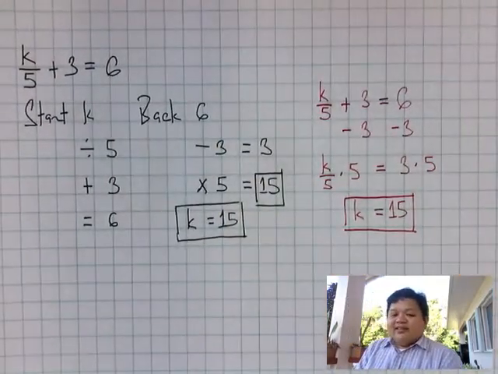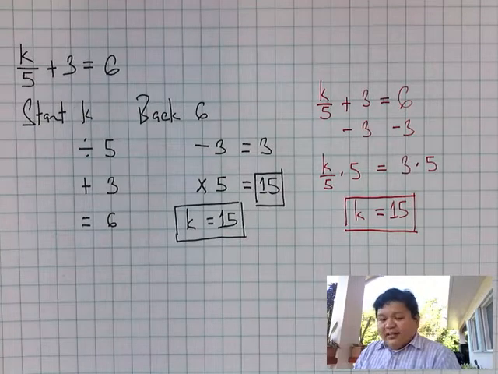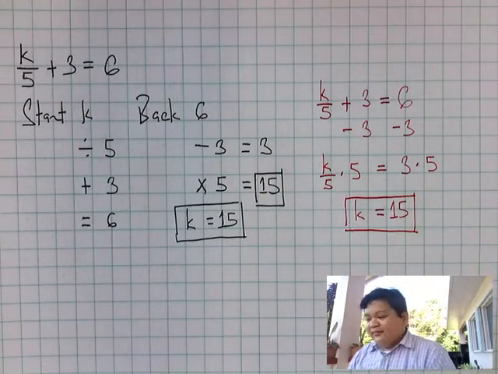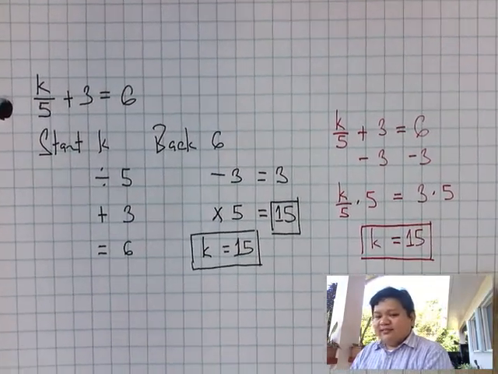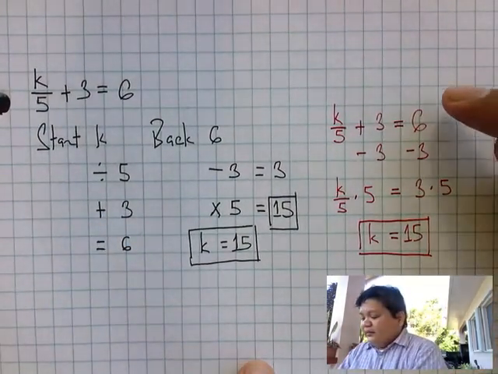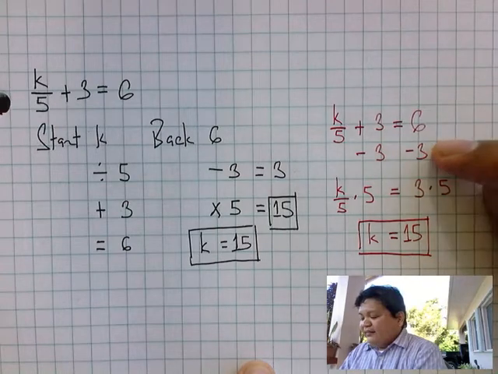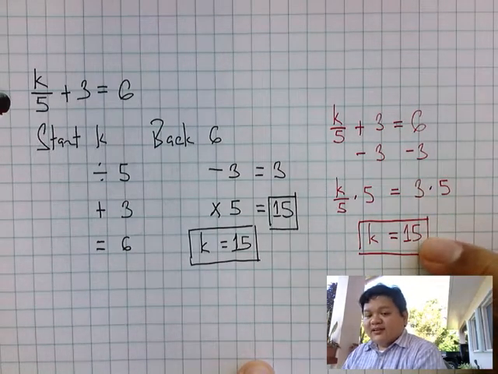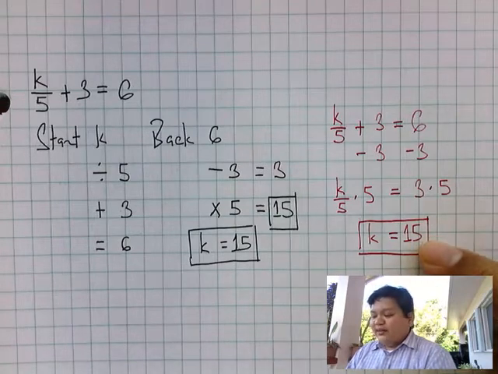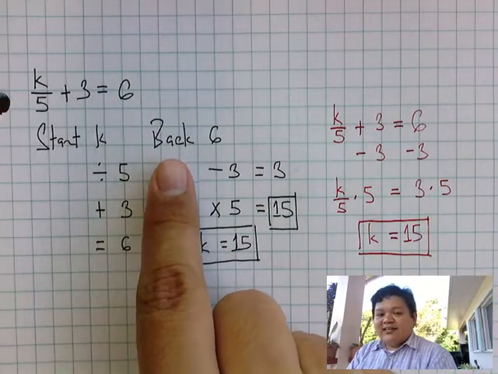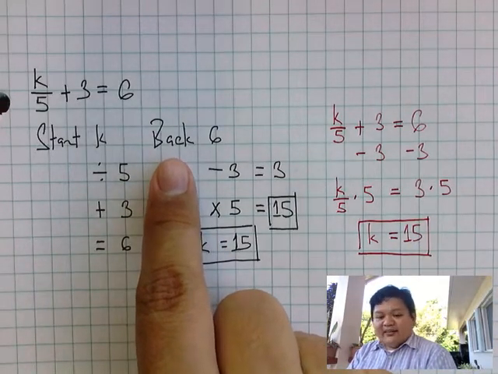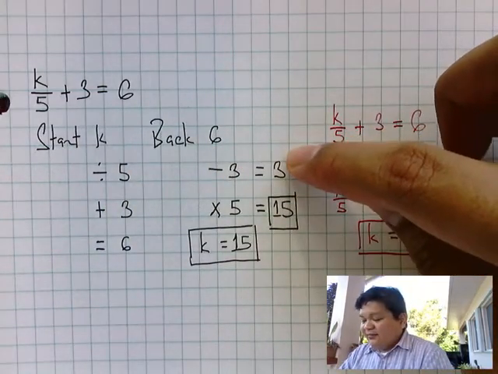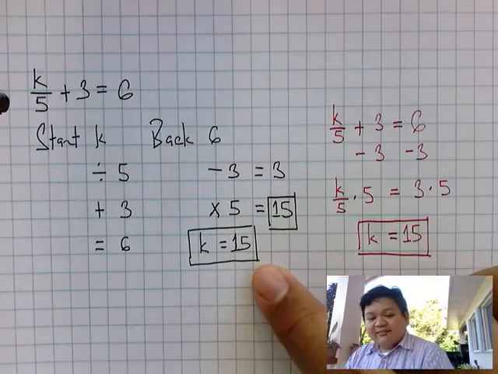And I also want to point out that not only are the answers the same, the operations that we did are the same as well. So if you go over here, we said 6 minus 3 is 3, and 3 times 5 is 15. Those numbers should look familiar because that is exactly what we did on the backwards way and in the story mode, right? 6 minus 3 equals 3, and 3 times 5 equals 15.